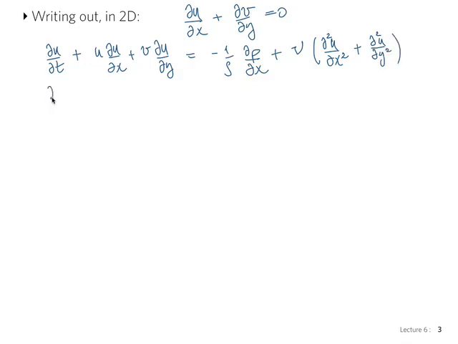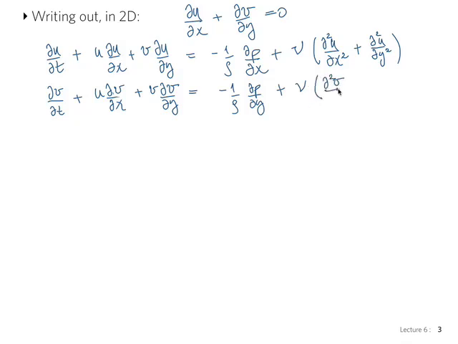And our second equation, for v, oops, that's a v then. You have to be careful here, not to make a mistake. The v equation has minus 1 over rho dp/dy plus the viscous term, now with the Laplacian of v.